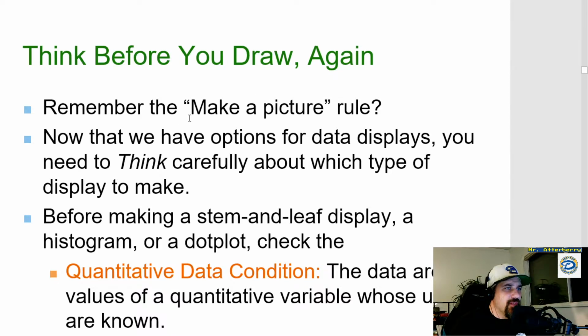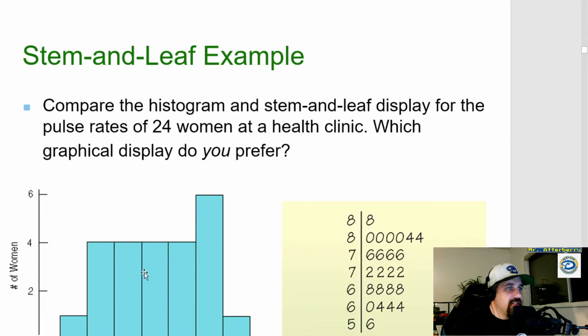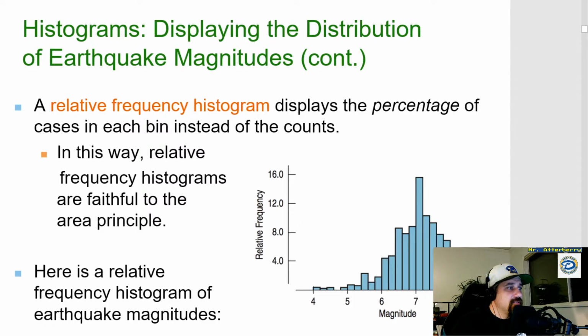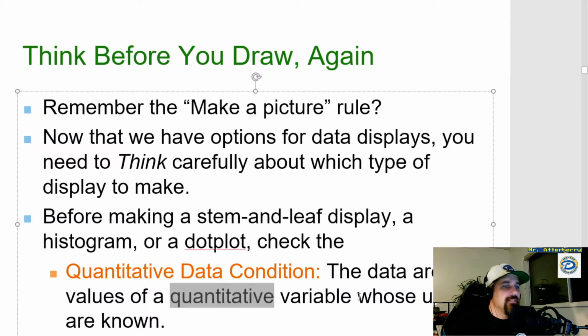Think before you draw. Remember the make a picture rule. Now we have options for data displays. You need to think carefully about which type of display to make. So there's dot plots. There's stem and leaf. This one over here on the left would be a histogram. So before making a stem and leaf display, a histogram or a dot plot, check the quantitative data condition. The data are values of a quantitative variable whose units are known. Okay. Got to know the units, right?